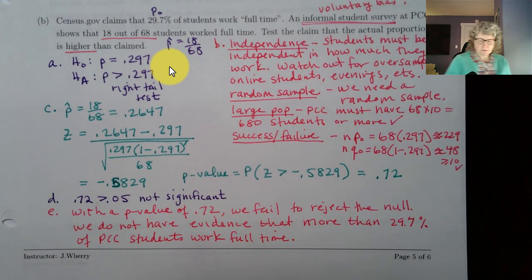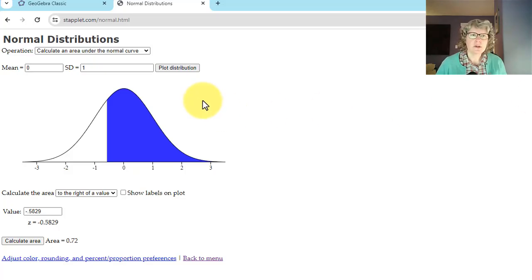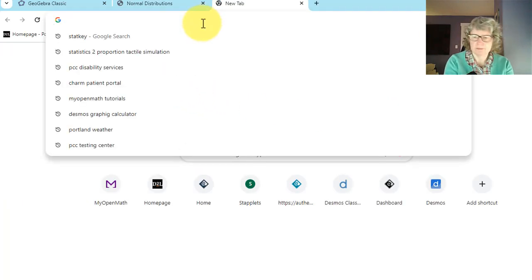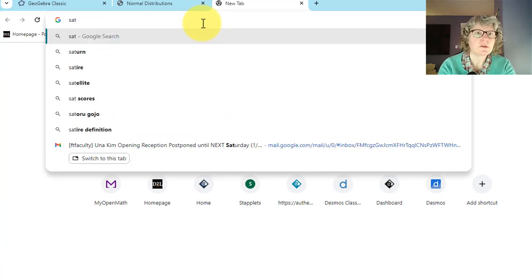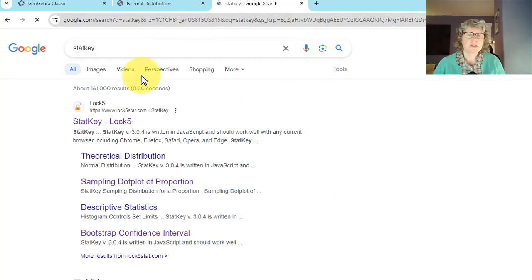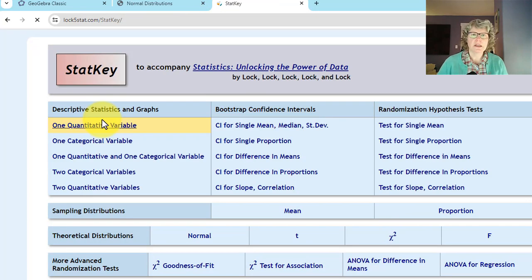Okay. So remember, we could check that on our theoretical calculator, either the GeoGebra one or the TI one. I also want to do a StatKey real quick, to give you a little more practice with that. I'll put the link in here for you. If you Google StatKey, it comes up pretty quickly. And we are doing hypothesis tests, so we would do a test over here. We're doing a test for a single proportion.